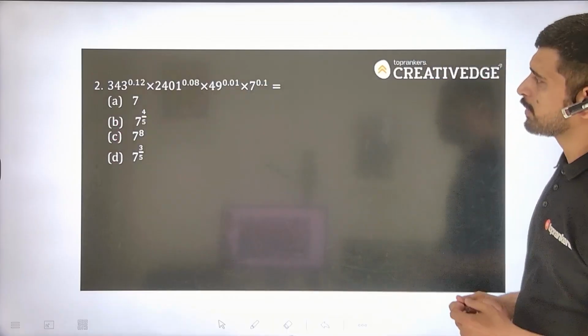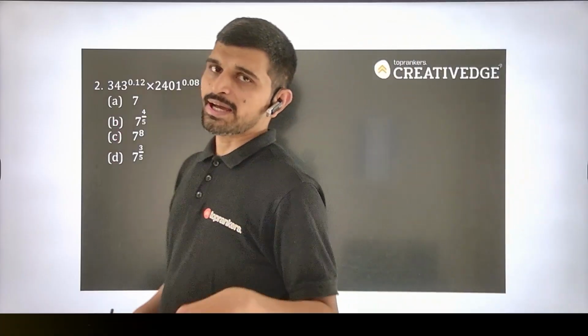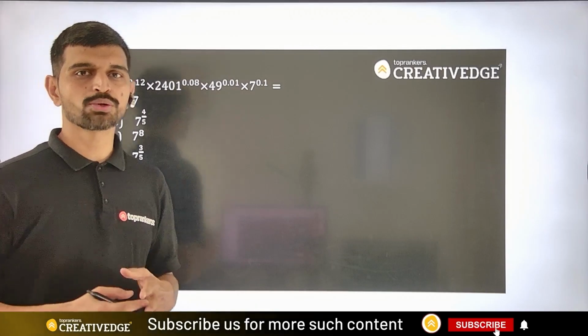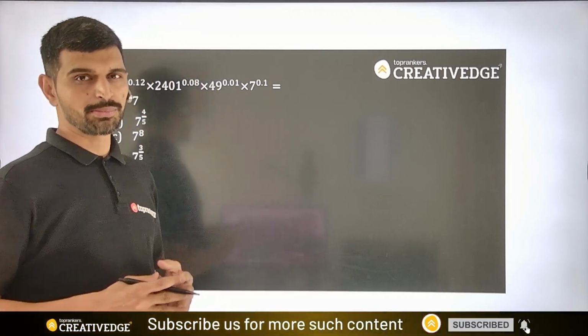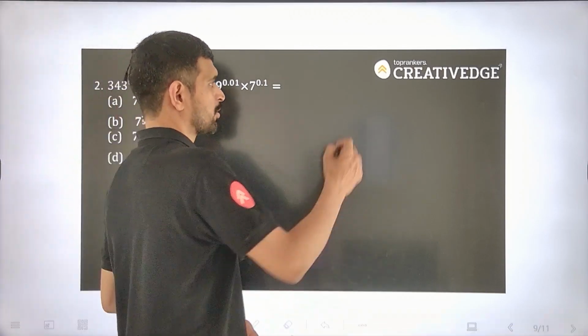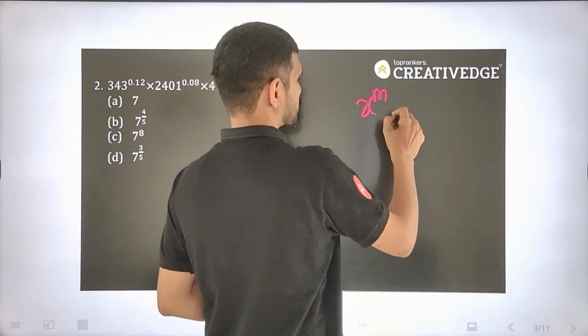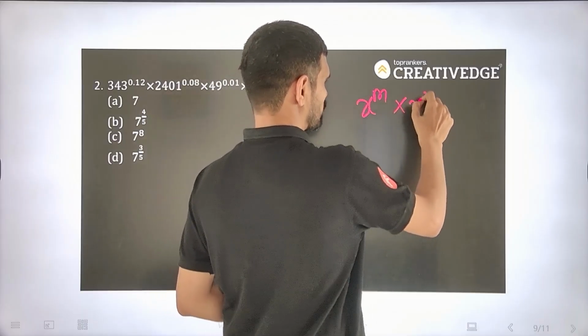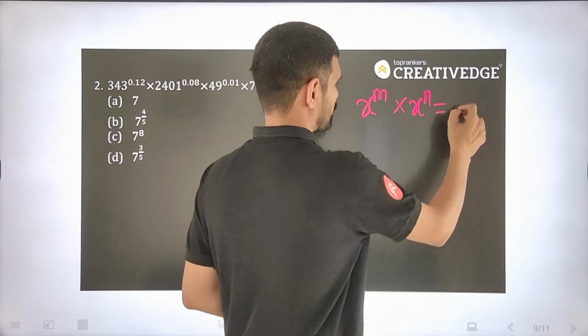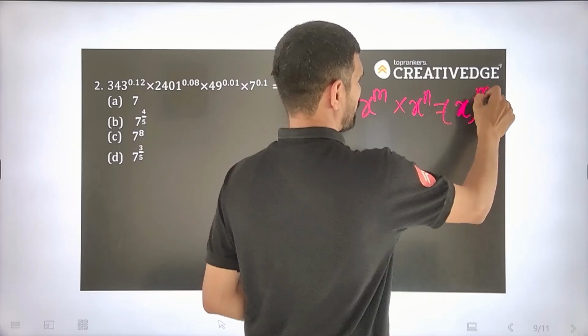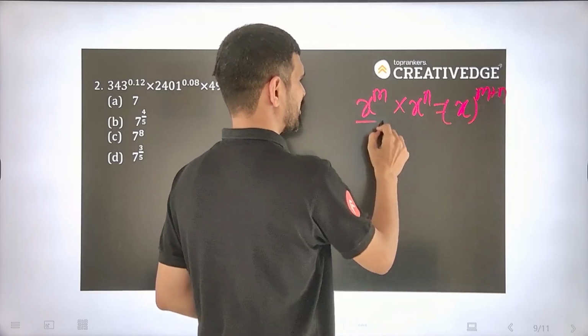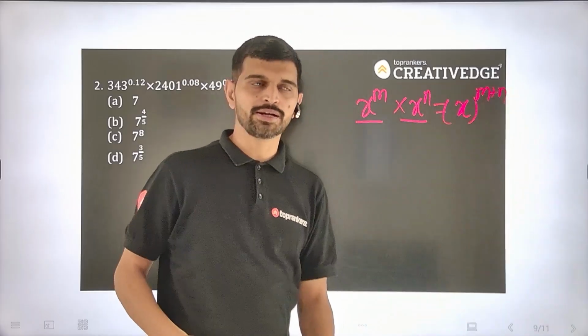Next, we have this one. I have suggested that you need to know the formula. अगर formula पता है तो काफी सारा काम आसान हो जाता है. So tell me, x to the power m into x to the power n is what? X to the power m plus n. If the bases are same, powers are added.